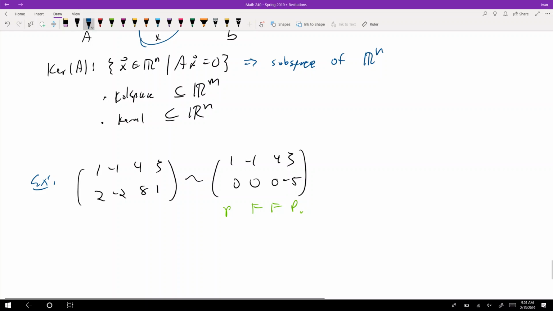What's our column space? Our column space is going to be the 2 pivot columns, so it's the span of (1, 2) and (3, 1). Sorry, this is a 3, it looks like a 5. And so the dimension of the column space is equal to 2.